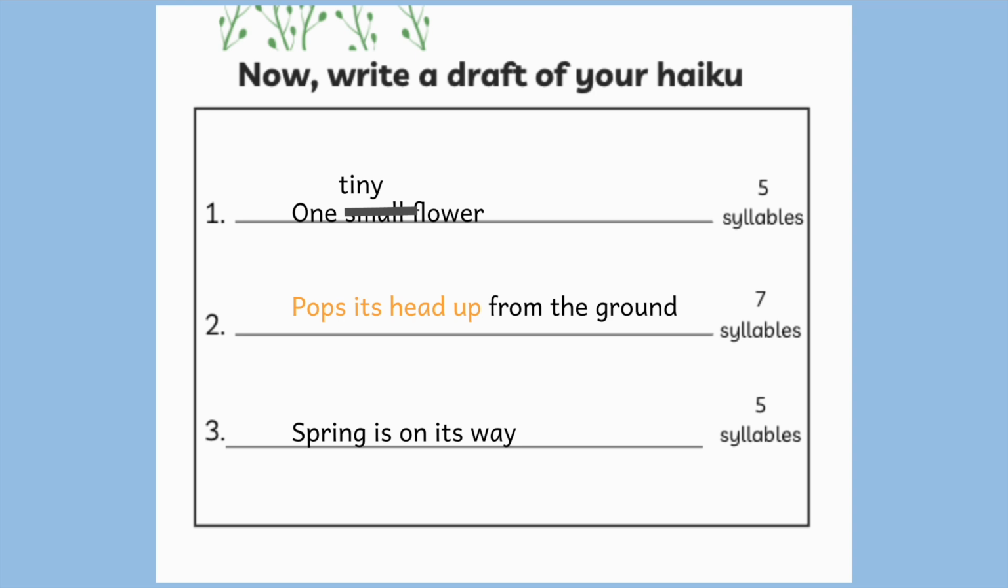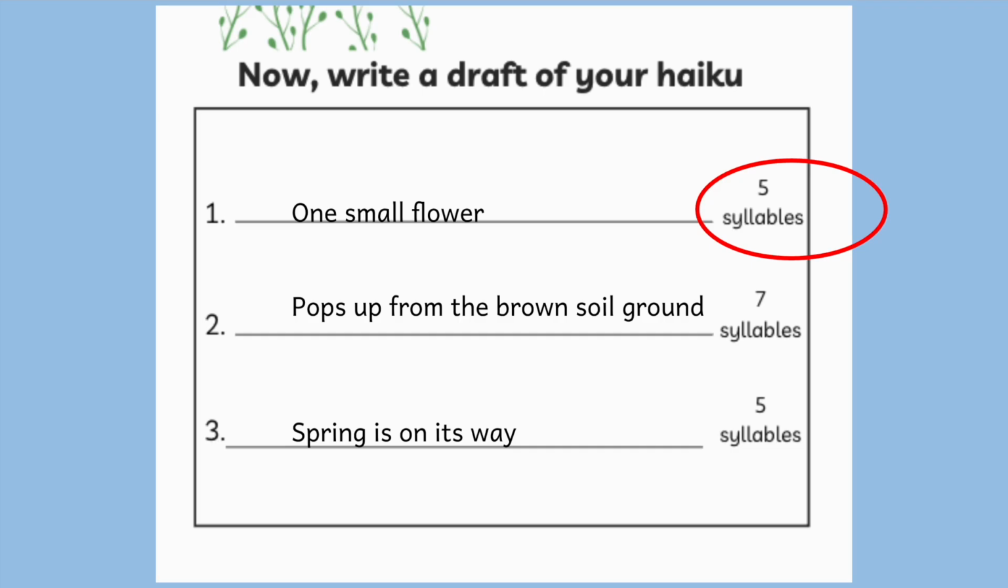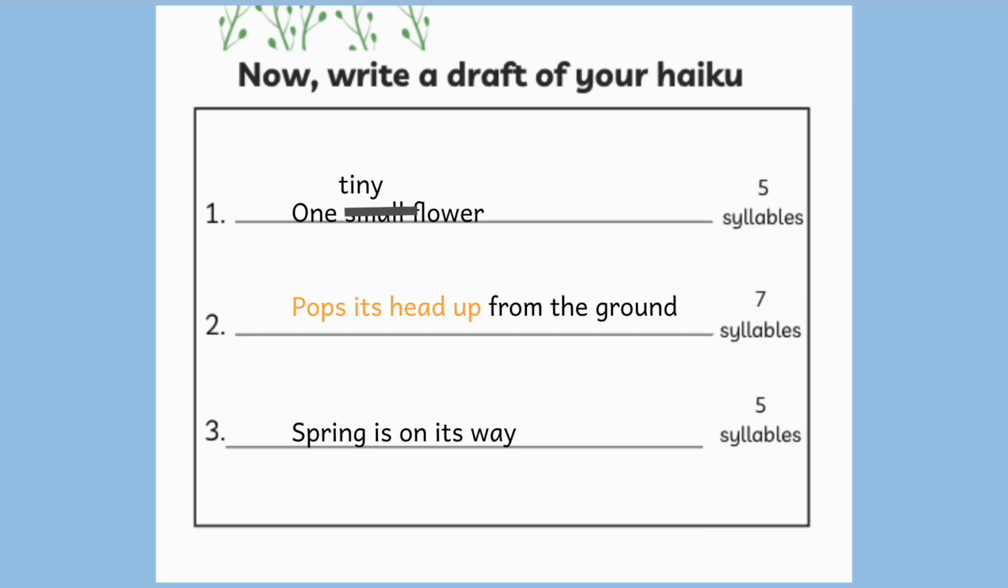Pops its head up from the ground. So I changed this, pops up from the brown soil ground, to pops its head up from the ground. Because obviously flowers don't have heads, human heads, but I'm envisioning it being like, hello, it's spring, here I am, right? So that's why I changed this. And then the last one, spring is on its way, I kept the same. So there is my final poem.